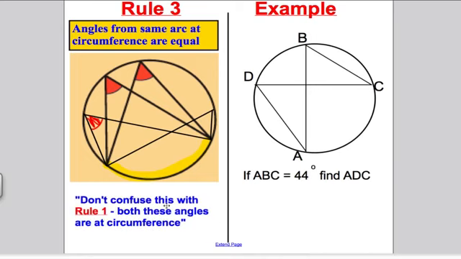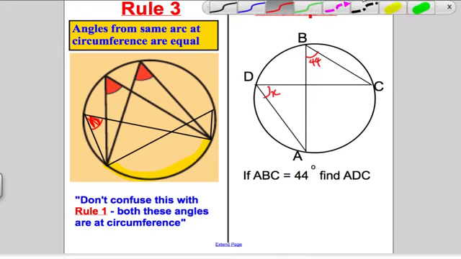Now don't confuse this with rule 1. All the angles that I'm talking about here are at the circumference. Okay? In rule 1, we said angle at centre, double angle at edge. Here, angles at the edge are all the same, as long as they're from the same arc. Okay, quick example. If ABC is 44, A to B to C, this one's 44, they're asking what ADC is. Always label it, call that one X. What's that one? Well, let's define our arc. Our arc could be here or here.